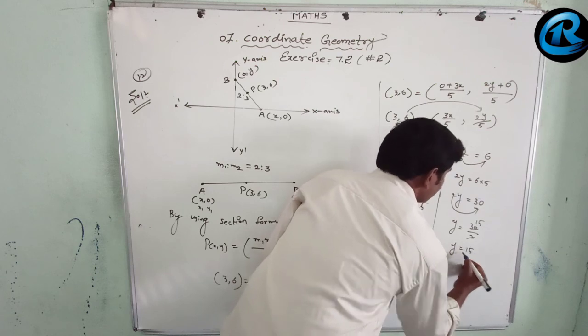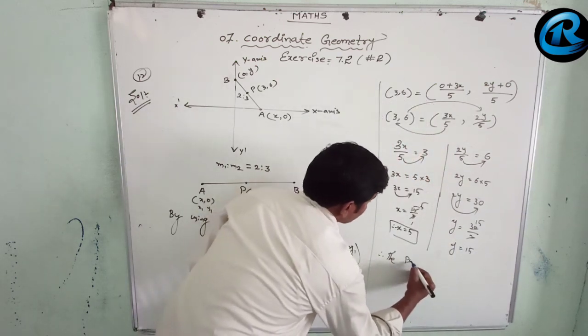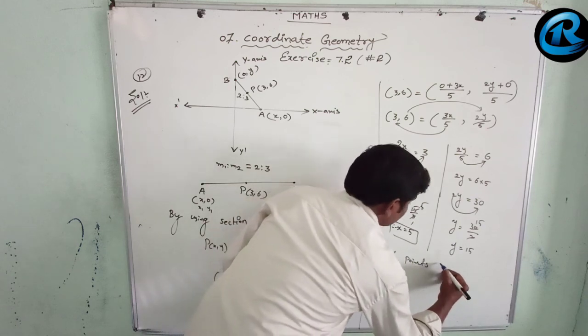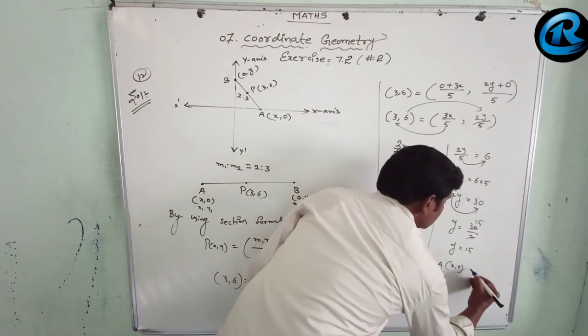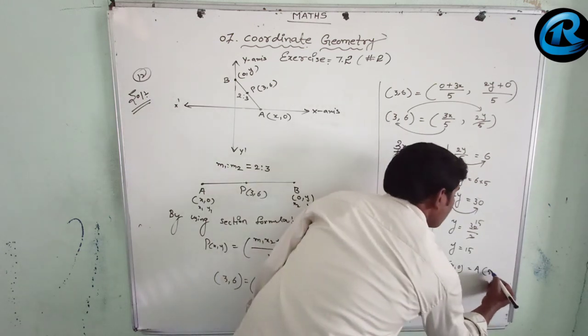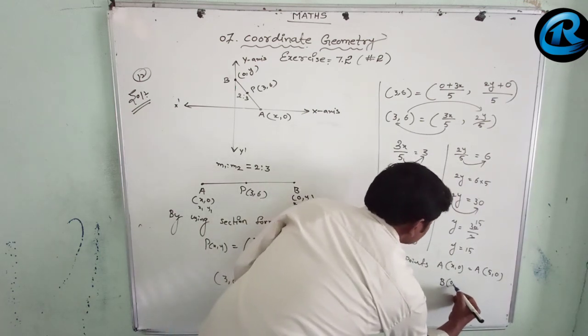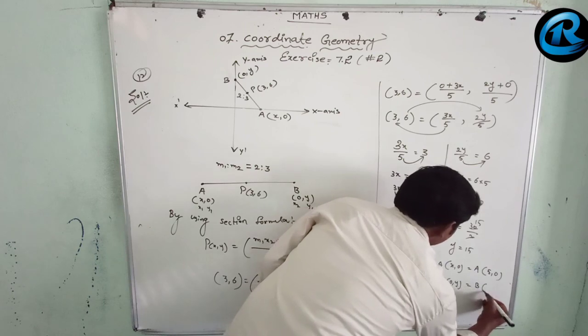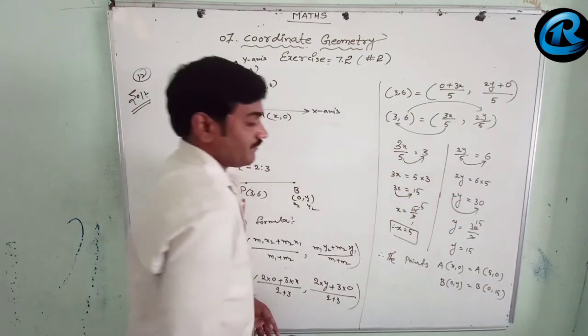Y equals 15. Therefore the point A (x, 0) is nothing but A(5, 0). The point B (0, y) is nothing but B(0, 15).